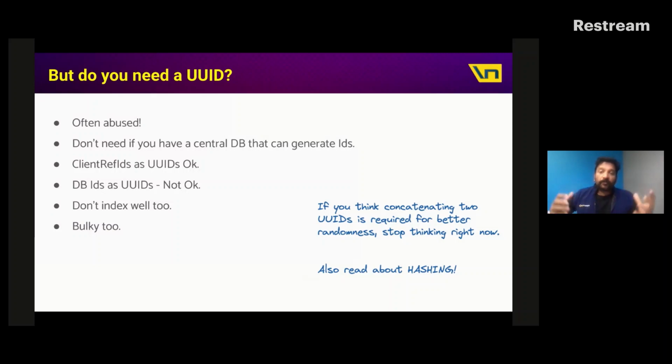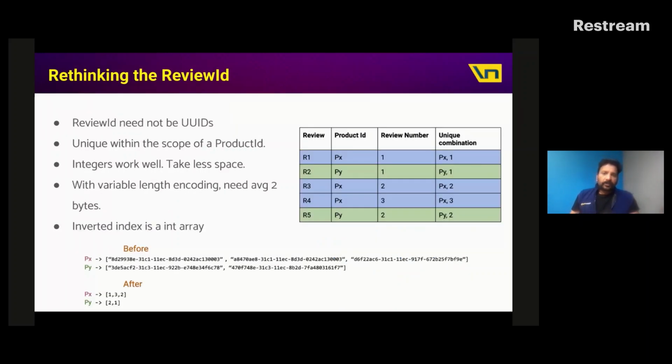Now, the other problem when you use a UUID as a primary key in a database is also that they don't index so well. Typically, MySQL and all of them, they don't index so well, and they're extremely bulky. So the idea is you don't use UUIDs if you don't need them, but as client reference IDs, it kind of makes sense. Now, in our use case, our review ID was a UUID. What it meant is every review that was given was a UUID, which was the primary key.